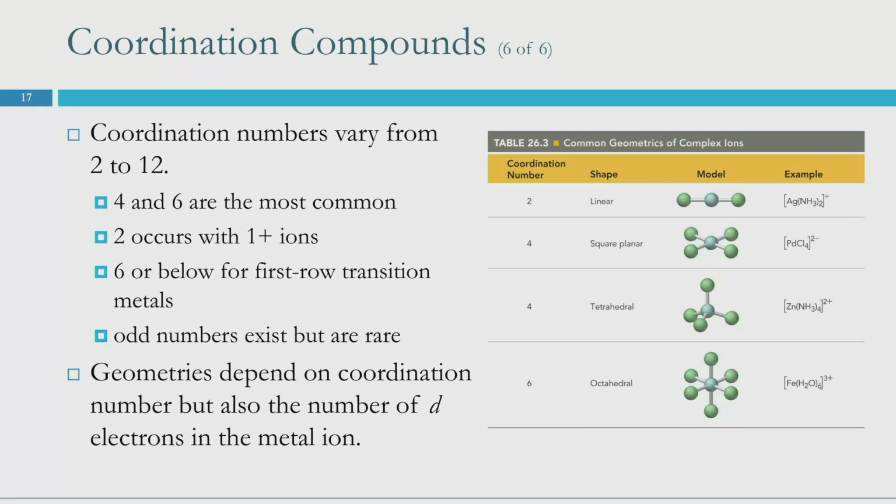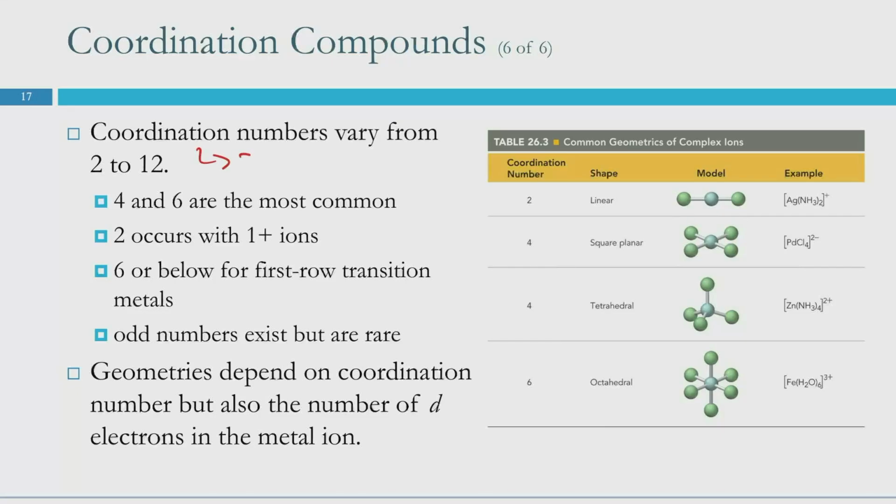Okay, so coordination numbers, the number of ligands that we can have, or number of ligand sites, can vary from 2 all the way up to 12, but our most common are going to be 4 and 6. The coordination number is going to be 2 if you've got a 1+ ion. Generally, though, 4 or 6 is going to be our go-to. So we can have 4 monodentate ligands to 6 monodentate ligands, or we can have 2 or 4 bidentate ligands, or we can have 1 EDTA.